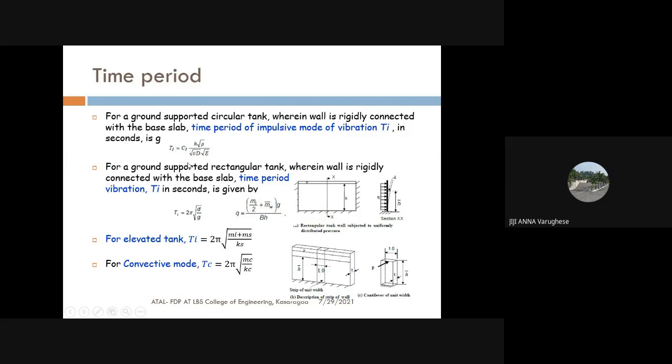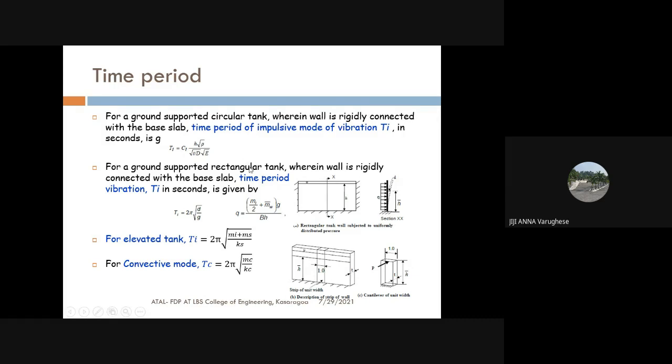Ci is a coefficient, h is the height of liquid, rho is the density of the liquid, T is the thickness of the side wall, D is the diameter of the wall, and E is the modulus of elasticity of the material of the water tank. Substituting all these values, we can find out the impulsive time period, and knowing the impulsive time period, you can find out the SA value.